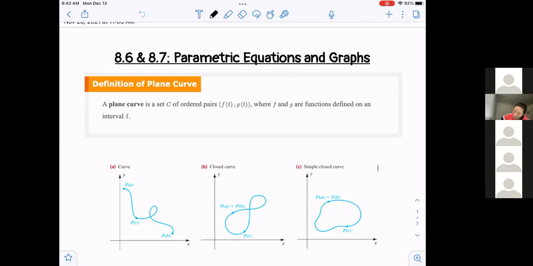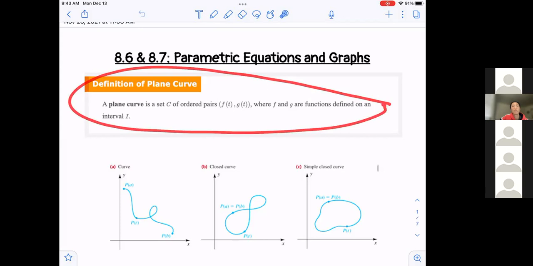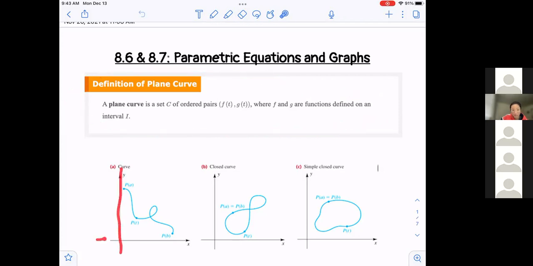All right. And so let's start with this definition here. So it turns out that a plane curve, right? So plane, not like the airplane in the sky, but a plane like if we think about our two-dimensional plane right here, we have an XY coordinate, okay? So a plane curve is the set C of ordered pairs, f of t, g of t, where f and g are functions defined on an interval I. And so I know that's a lot of words, but what I want us to do is think about what it looks like in addition to that, okay?